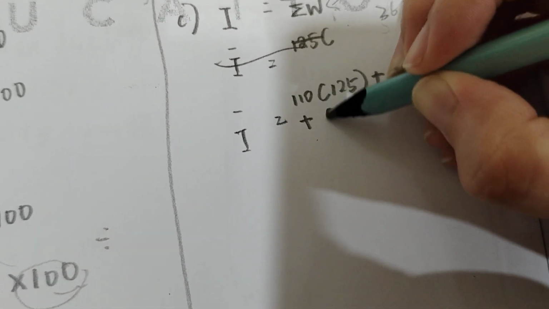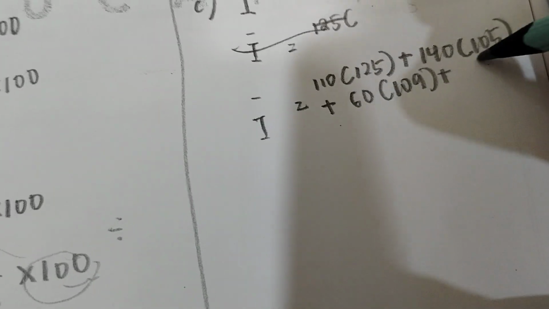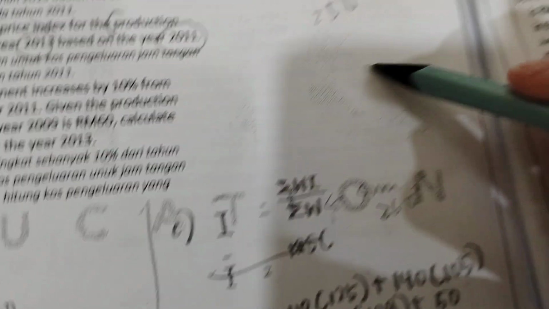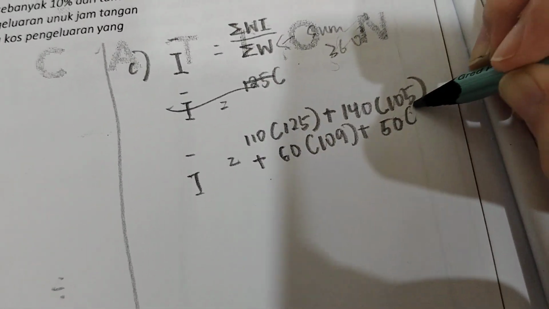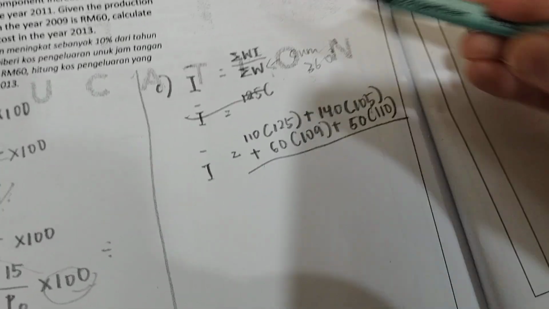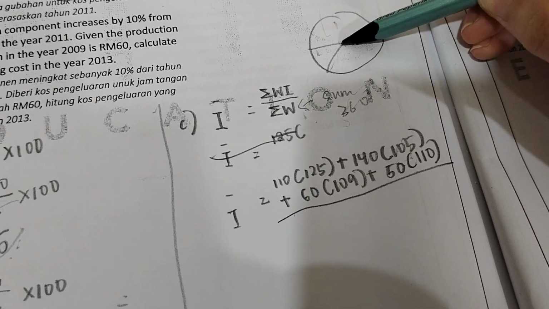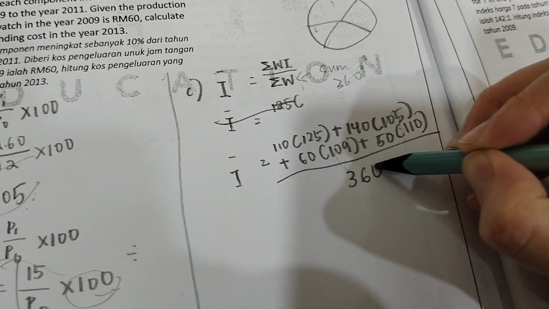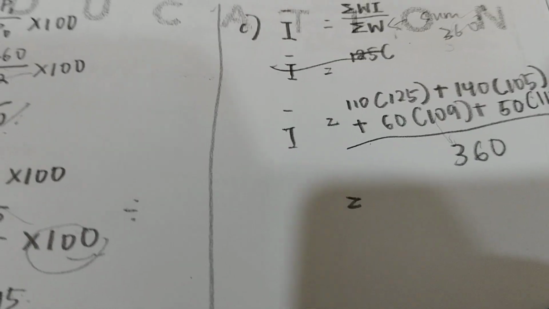plus 60 degrees times 109, plus this is 50 degrees because we calculated here 50 degrees times 110. Now we divide it by the sum again because this was a pie chart. So thus we use 360. Now honestly, you can just type this into the calculator, so let us calculate this really quick.